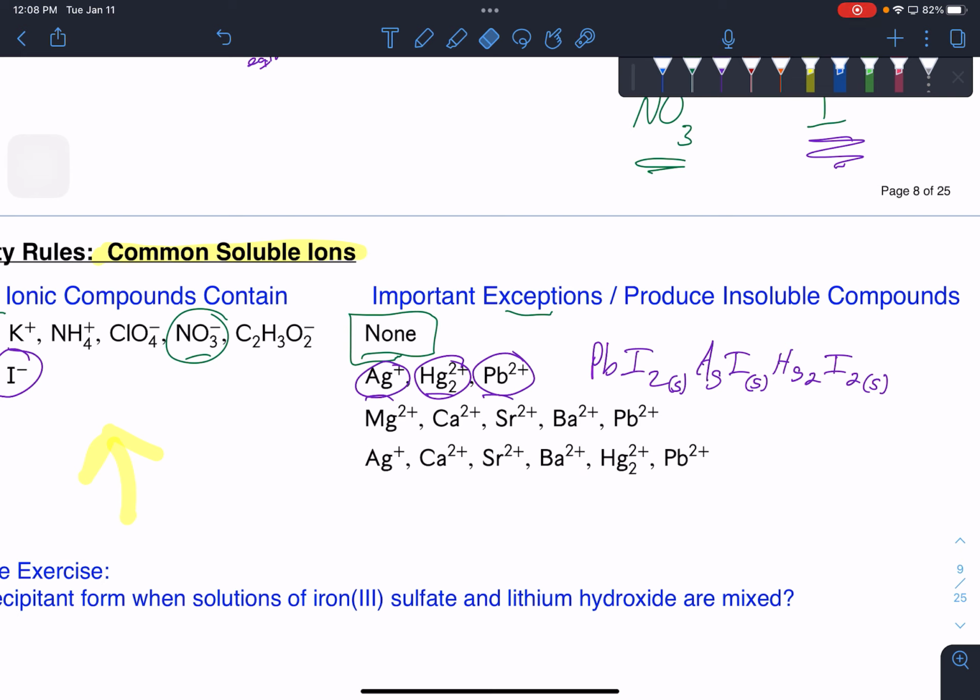And again, our focus is how do we use the solubility table more so than memorizing this list? Because you can have these notes with you on the test and the final exam. Okay.